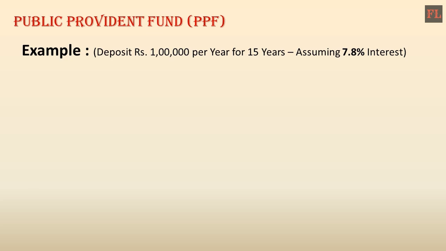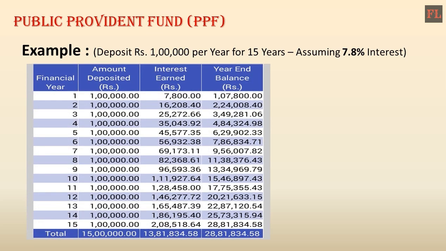So as you can see on the left hand side, we have from the first financial year to the 15th financial year, the amount that you have deposited and the interest earned. At the end of each year, the interest is added to the principal amount. So as you can see, it turns out to be a huge amount. You have just deposited 15 lakhs in the 15 years, and it turns out to be 28 lakhs 81,834.